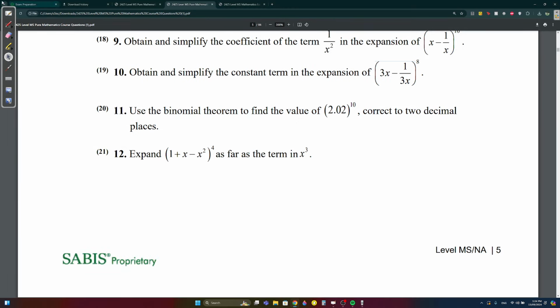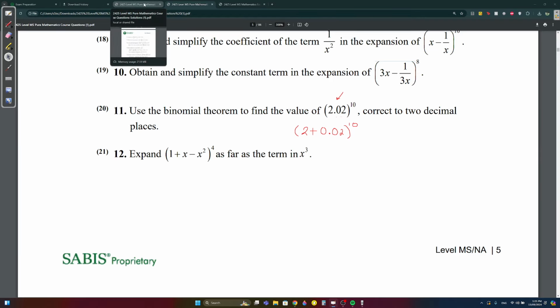Use the binomial theorem to find 2.02 to the power of 10 correct to two decimal places. The first step, whenever you get a decimal, is to split up the decimal. You're going to split it up like 2 plus 0.02, all to the power of 10.